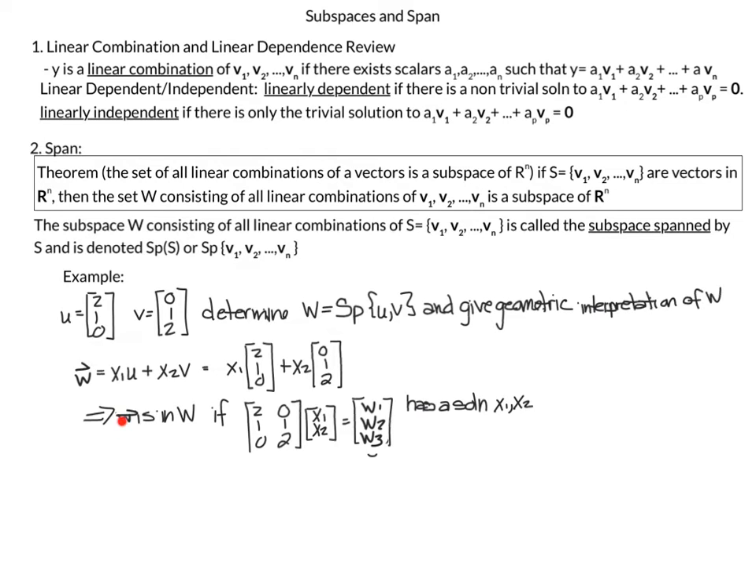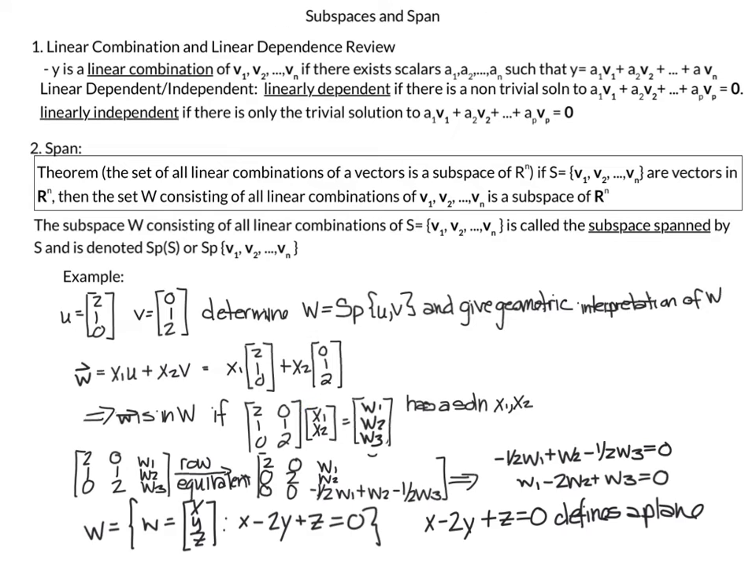So in other words, this vector w is in the span if this matrix A, which comes from these two vectors u and v, times the vector x, you can verify, gives you the same as this linear combination here. That is, if you can find x1 and x2 that solve this matrix equation. And we can solve this equation by looking at our augmented matrix, which is row equivalent to this matrix here. So what this tells us is 0 is equal to 1/2 w1 plus w2 minus 1/2 w3.